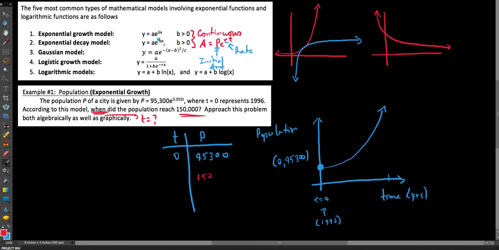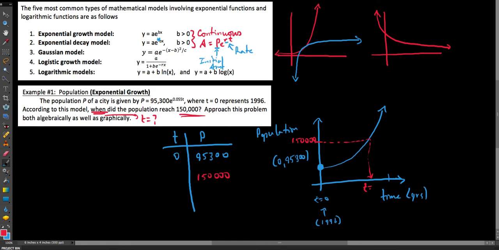So I'm going to put 150,000 on my table, and then on my graph we're going to represent 150,000 about right there. But we're going to trace it over, and we're going to trace it down, because truly this is what we're looking for: the time at which our graph is at 150,000 people. So we know it's beyond 1996. What we want to do is plug this into our model now and solve for the time.